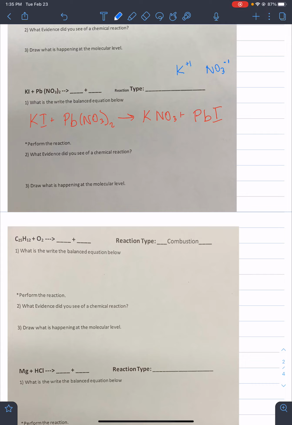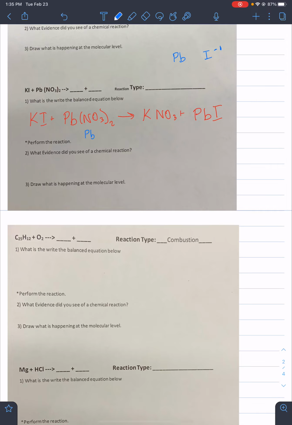Alright, the next one we have, let me just erase this really fast. So the next thing we're going to have is the Pb. We're not sure what its charge is on the periodic table. We have I, which has a -1 charge on your periodic table. So to figure out Pb's charge, we have to look at this problem over here. This is the tricky part, so stay with me here. So we have Pb, not sure what its charge is. We have NO3, we know it has a -1 charge.